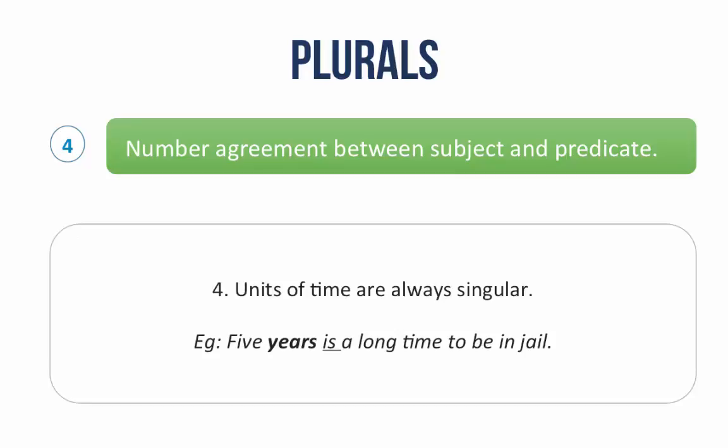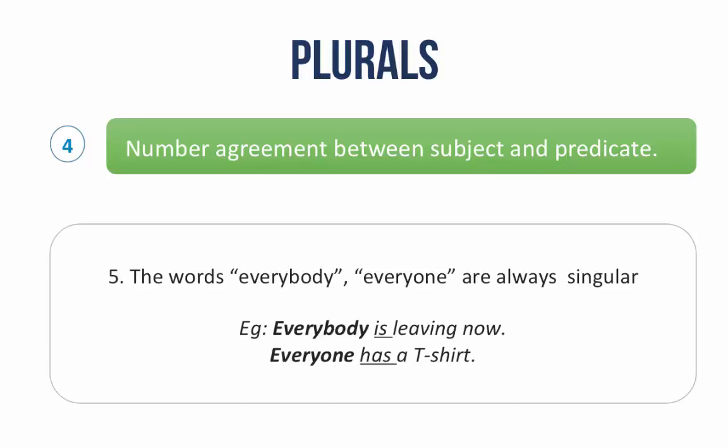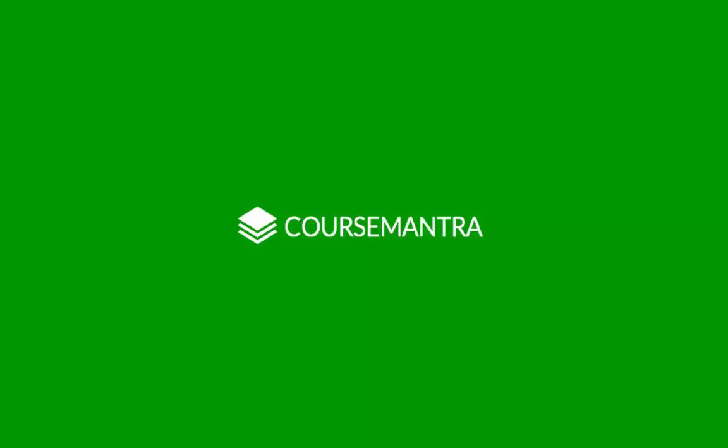Units of time are always singular. For example, 5 years is a long time to be in jail. Another thing to keep in mind is the words everybody, everyone are always singular. For example, everybody is leaving now. Everyone has a t-shirt. In the next video, we will learn about tenses.